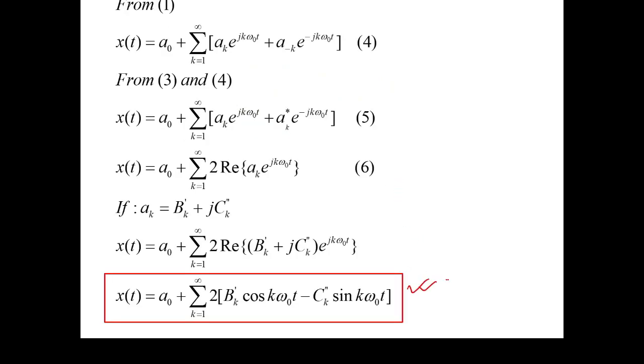Another form of this Fourier series equation is x(t) equals a naught plus summation of k equals 1 to infinity of 2 of b dash k cos of k omega naught t minus c double dash k sin of k omega naught t. Again over here, if you see the signal x(t), which we consider as a periodic signal, it can be constituted of various sinusoidal waves.